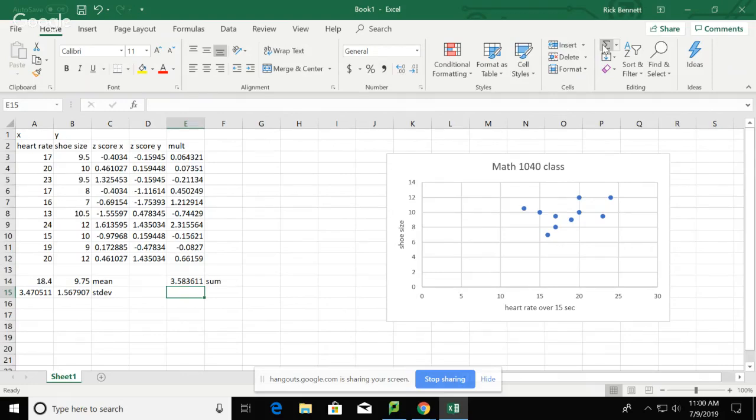Alex, what's the next step? Divide by n minus 1. Now my question to you, is my n 10 or 20?